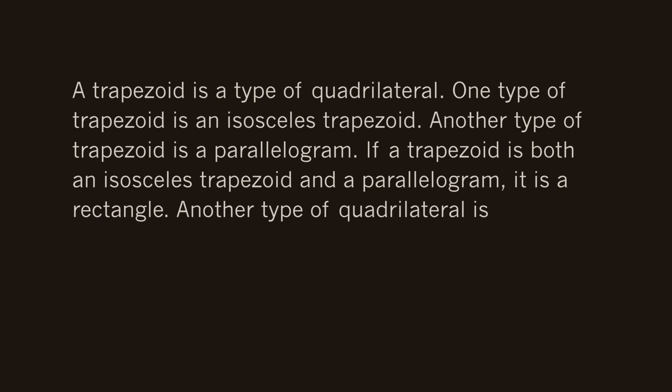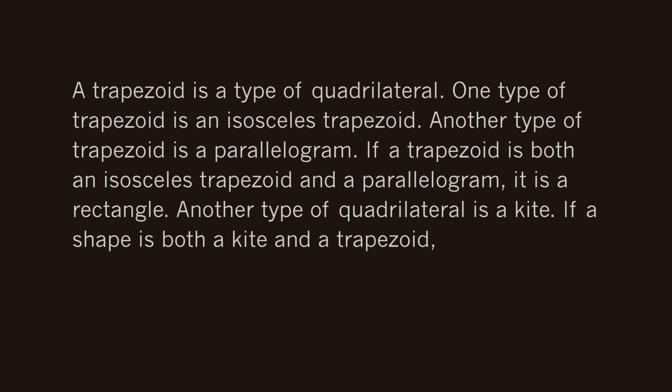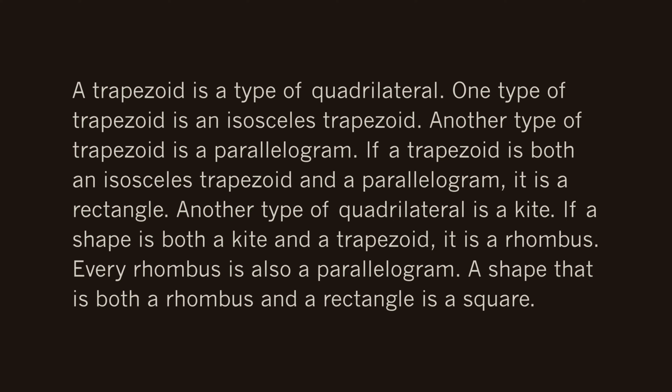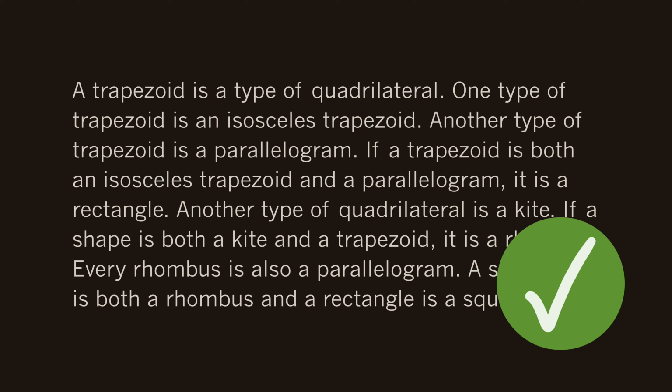Another type of quadrilateral is a kite. If a shape is both a kite and a trapezoid, it is a rhombus. Every rhombus is also a parallelogram. A shape that is both a rhombus and a rectangle is a square. Got it? Probably not. Let's look at a picture instead.